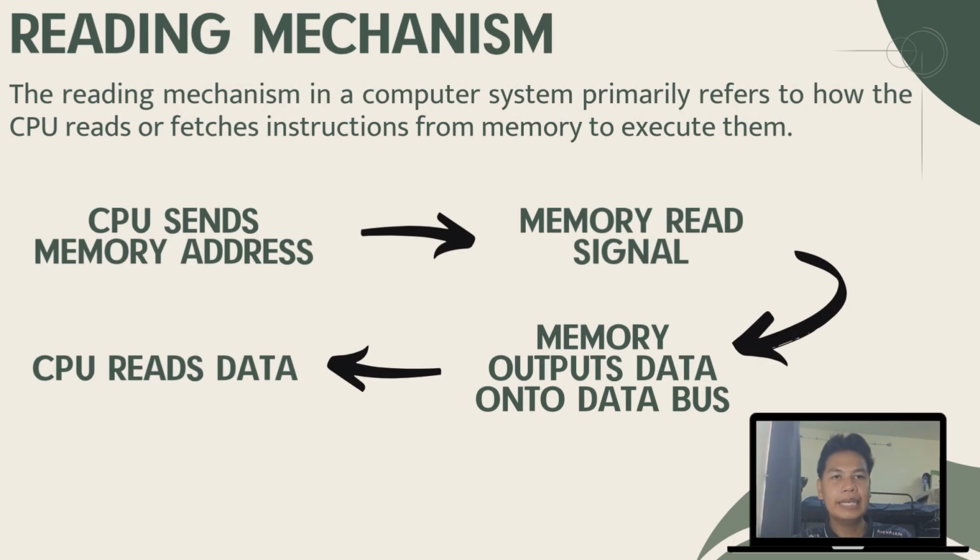Then we go to the reading mechanism. The reading mechanism in a computer system primarily refers to how the CPU reads or fetches instructions from the memory to execute them. Firstly, to read data from a memory location, the CPU sends the desired memory address via the address bus, then sends a memory read signal on the control bus. The memory read signal instructs the memory device to output data at that location to the data bus so that it can be read by the CPU.